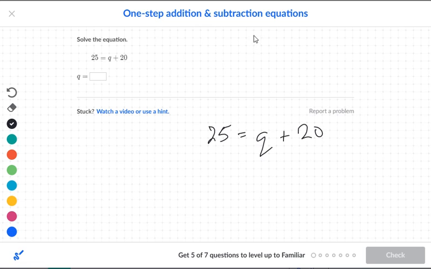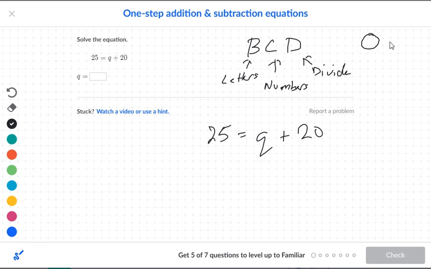Now, what I do is a little bit different. I use a method called the BCD method. So what you want to do is box your letters, circle the numbers, and then divide. And then at the end, you're trying to get all the circles on one side and all the boxes on the other side. So you could say a circle equal to a box, or a box equal to a circle.